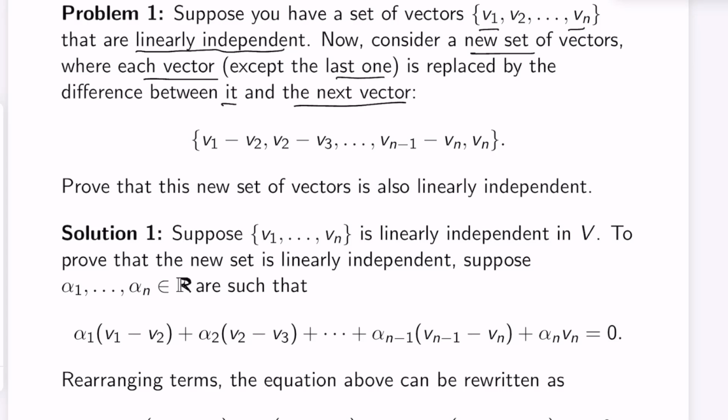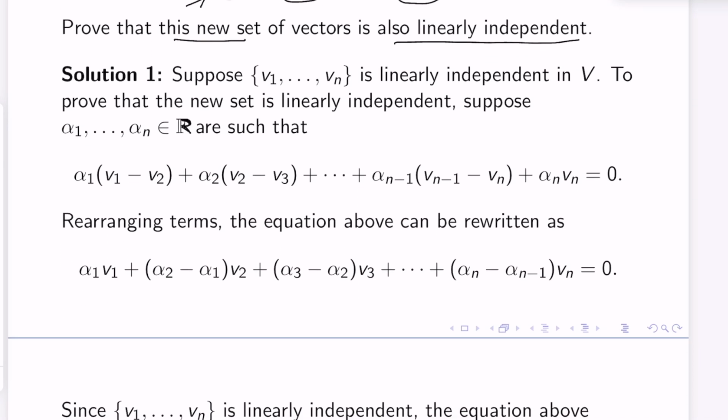What does it mean? The first vector will be v1 minus the next vector, which is v2. So v1 minus v2 will be the new vector. v2 minus v3 will be the new vector and so on. Construct the set, okay? And the last one stays as it is. Now prove that this new set of vectors is also linearly independent, okay?